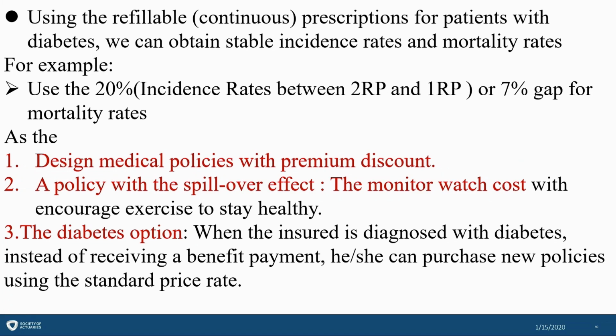And maybe you can use the diabetes option, because if the man continues treatment, the mortality rate is almost near the Taiwan whole average. So when the insured is diagnosed with diabetes, instead of receiving a benefit payment, he or she can purchase a new policy using the standardized price rate.